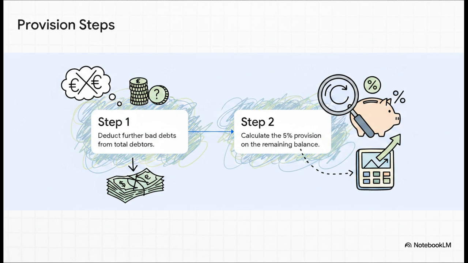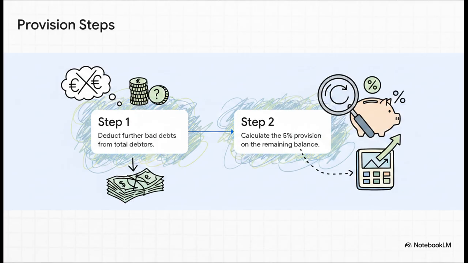Let's see how this builds, because I cannot stress this enough. The order of operations here is absolutely critical. You cannot, I repeat, cannot calculate your 5% provision on that starting 64,000. Why? Because 2,000 of that is already gone. It's a permanent bad debt. It's not doubtful anymore.